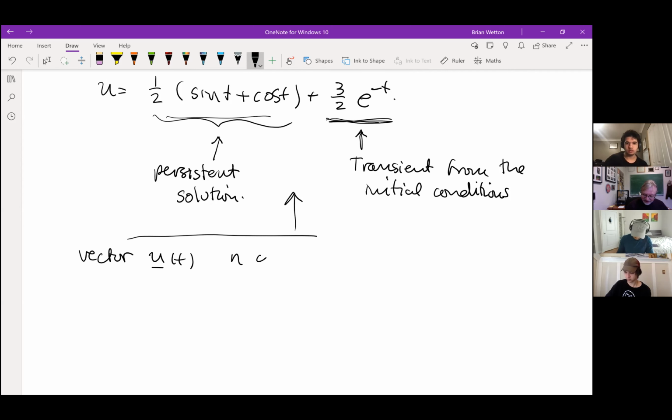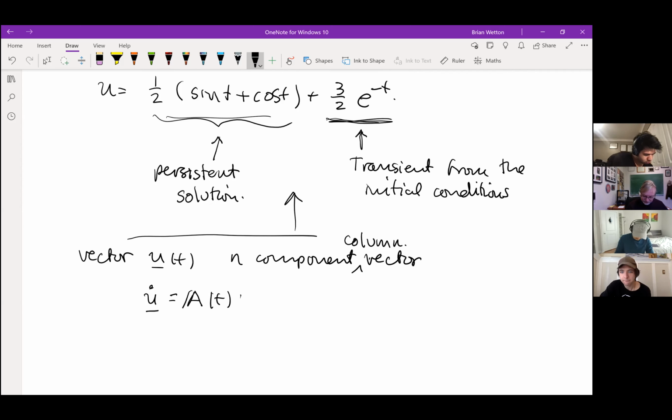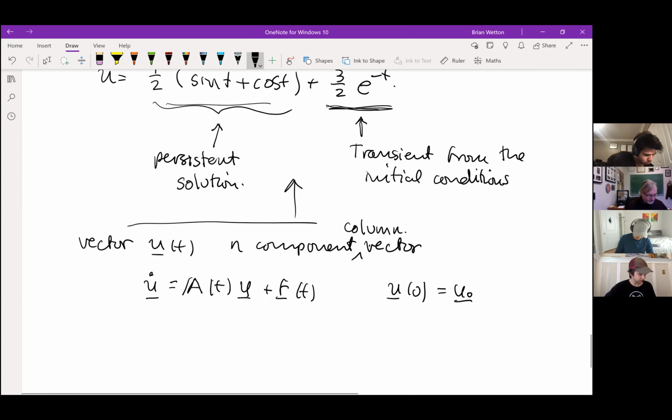So this is going to be an n component vector, and I'm going to do some matrix multiplication of it. So I guess I want to tell you it's a column vector, just so you have a concrete picture in your head, right? And I'm going to have a linear system for this, with initial conditions.